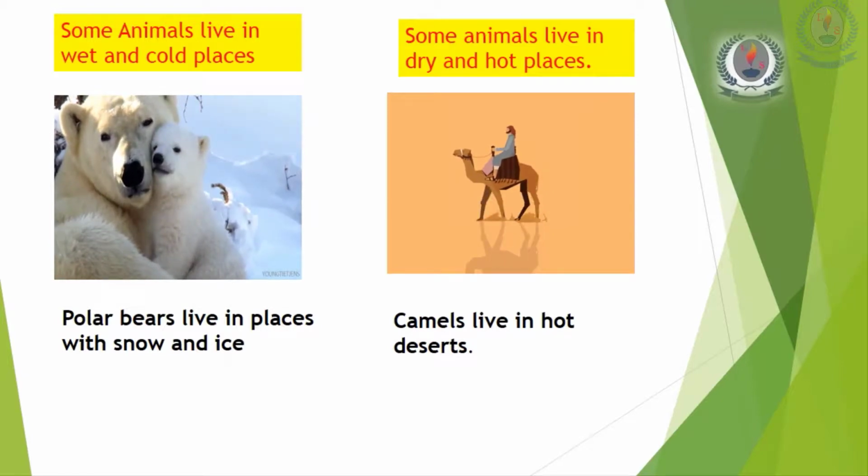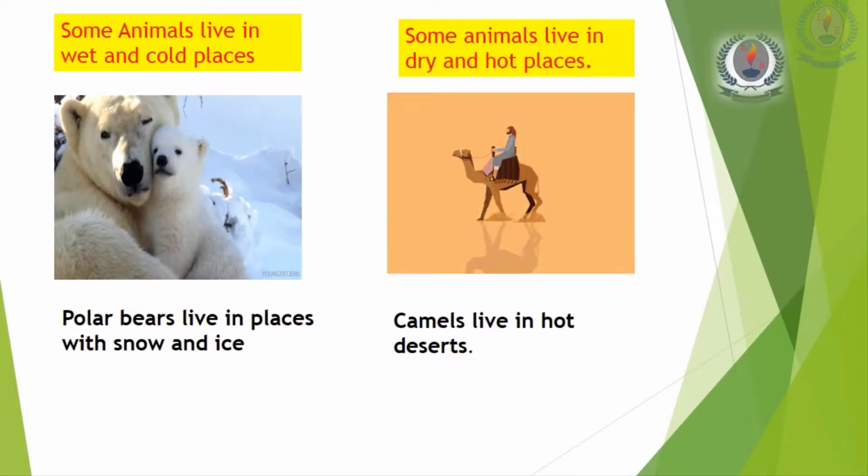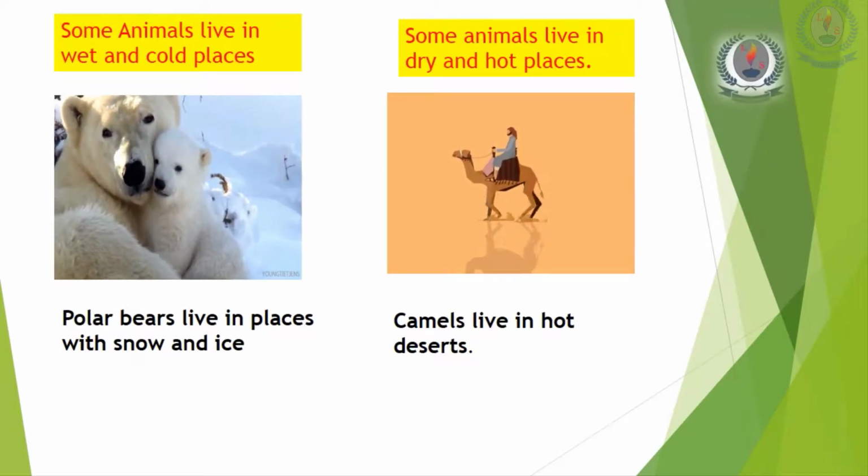Some animals live in dry and hot places. In this picture, you can see a camel. Camels live in the hot desert.